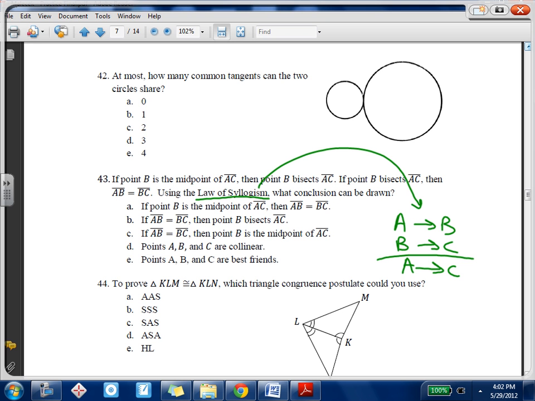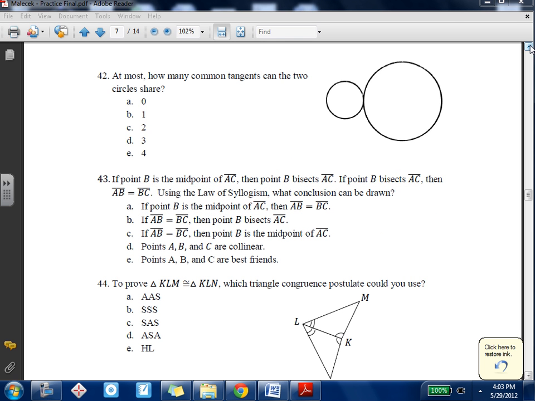If we notice what we have here, notice that point B bisects AC is repeated. That's my B part. Notice how it's repeated at the end of the first part and the beginning of the second part. So then we need to pick only the A part and the C part out. Well, my A part is if point B is the midpoint of AC. Notice that shows up right here. And my C portion is the last part, which is AB is congruent to BC. That shows up here. So my correct answer is A for number 43.